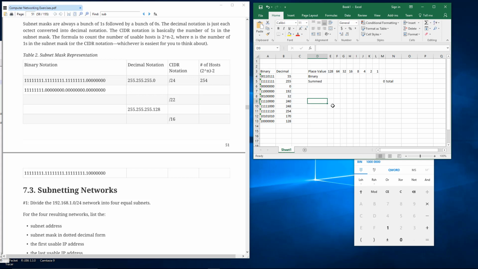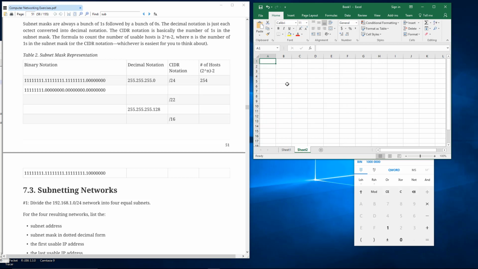Let's see. That first example is done for you. Let's look at the next one. Here I've got 8 ones followed by 24 zeros. So I've got 8 ones, so what's my CIDR notation going to be? I'm going to create a new sheet. Binary, decimal, CIDR, number of hosts. These are all going to be big.